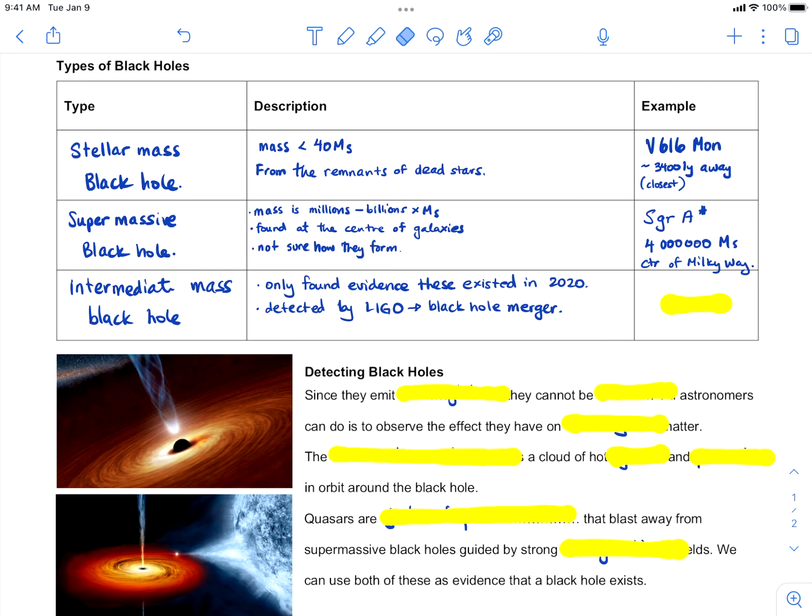These were detected by LIGO, the Laser Interferometer Gravitational-Wave Observatory. Because two black holes in space merged, they gave us evidence of an intermediate mass black hole. Okay? There's no really common examples yet, but this is the first evidence we had ever seen that these intermediate mass black holes existed, which is really interesting because we couldn't find them. We couldn't see evidence of them. So this was the first evidence that we saw.